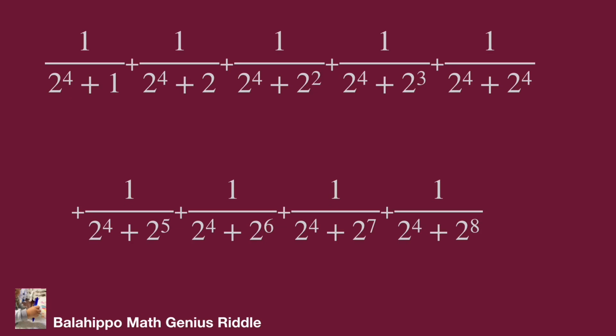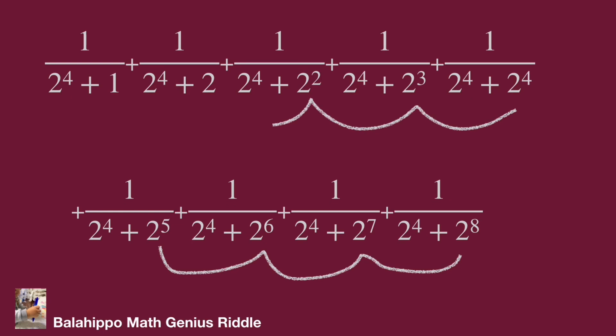The indices of these base 2 terms increase by 1 from the last fraction: 2 power 8, then 2 power 7, 2 power 6, 2 power 5, down to 2 power 1, and 1. The 1 can be written as 2 power 0.